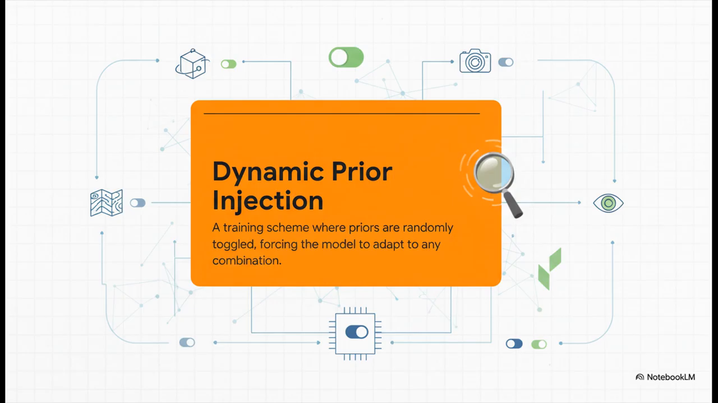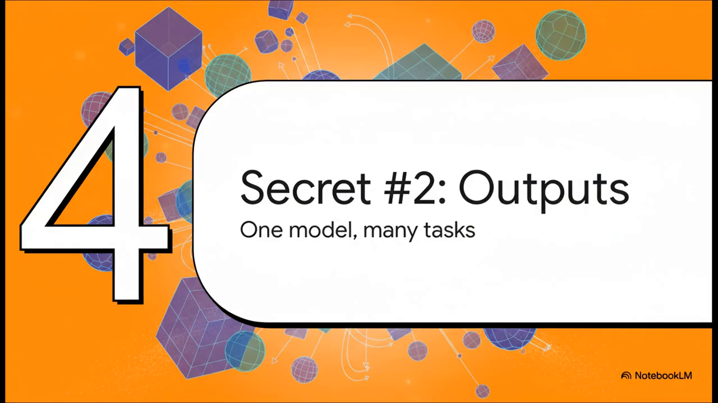It's like training a detective to solve a case, but you keep randomly hiding pieces of evidence. It forces the detective, the model, to become incredibly resourceful and learn to make the most of whatever clues it has. Okay, so that's secret number 1, the incredibly flexible input system. Now for secret number 2, the output.